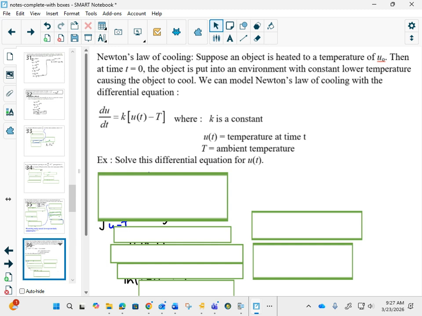If you put something hot into a cooler temperature, it will cool down. If you put something cold in a warmer temperature, it will warm up.